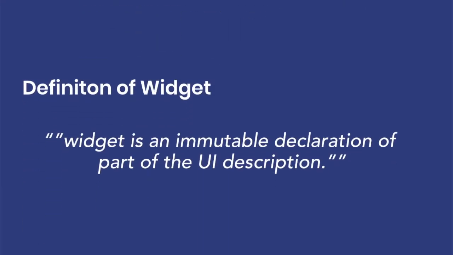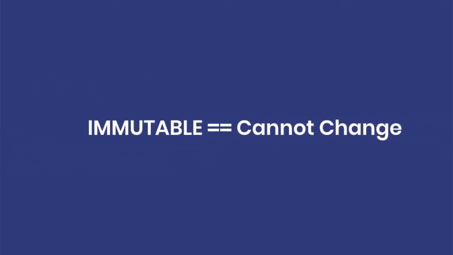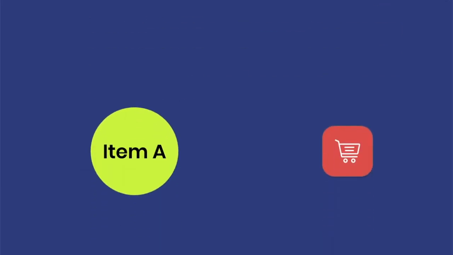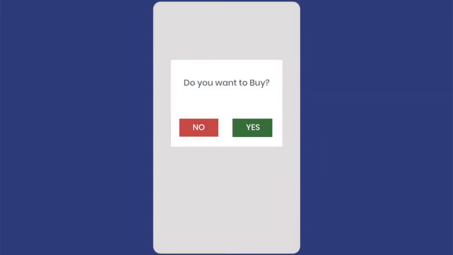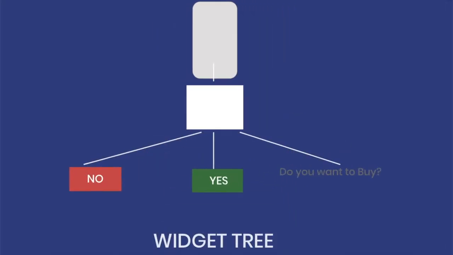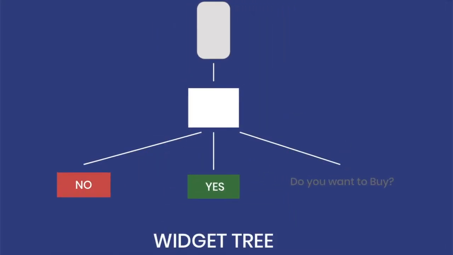So if you look at the definition for a widget, then according to the Flutter documentation, a widget is an immutable declaration of part of the UI description. But immutable means non-changeable. However, our UI changes most of the time. Like in this case when we want to add an item to our cart, the button color changes from red to green.